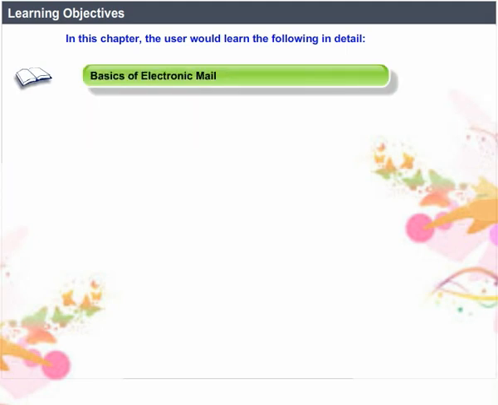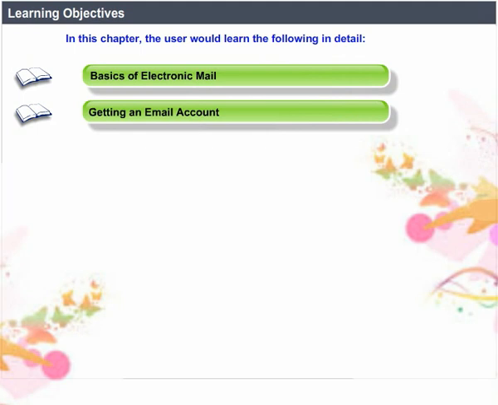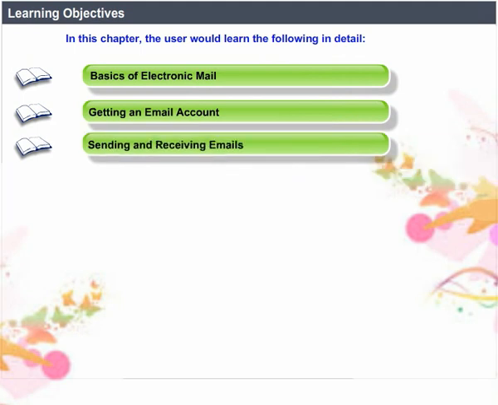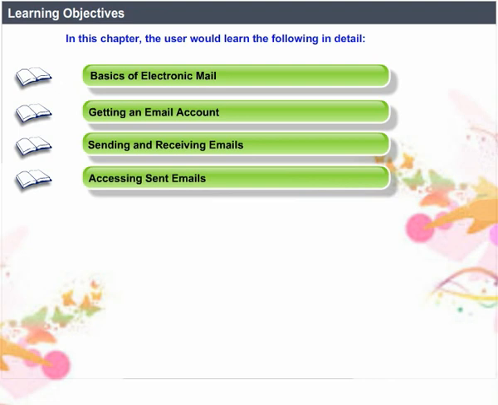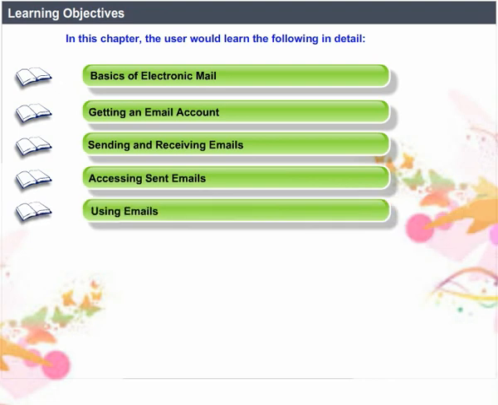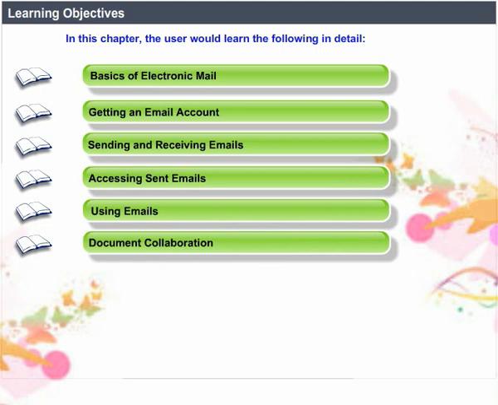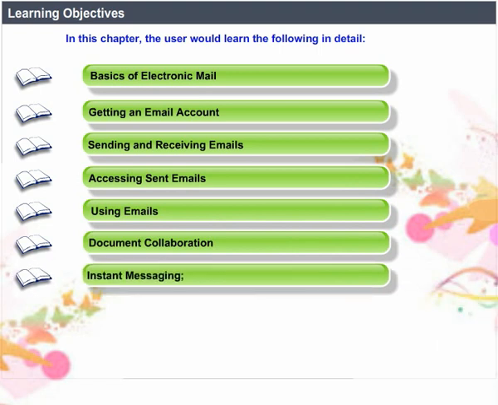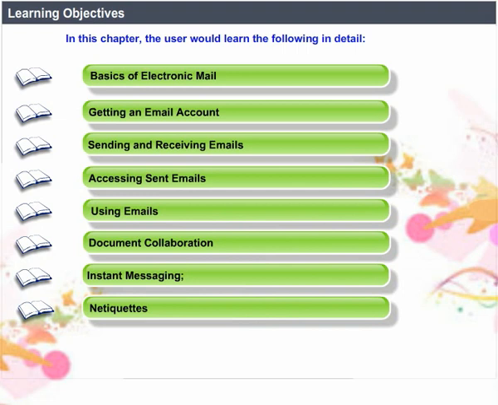Learning objectives. In this chapter, the user would learn the following in detail. Basics of electronic mail. Getting an email account. Sending and receiving emails. Accessing sent emails. Using emails. Document collaboration. Instant messaging and netiquettes.